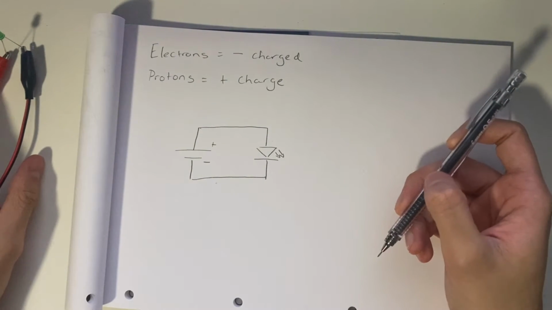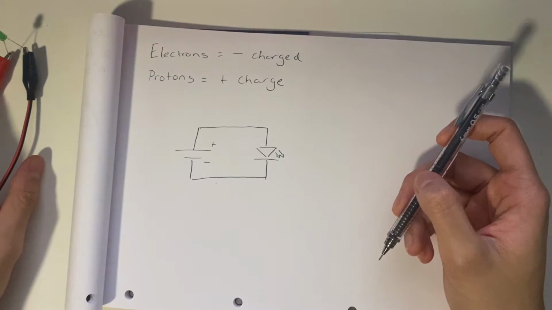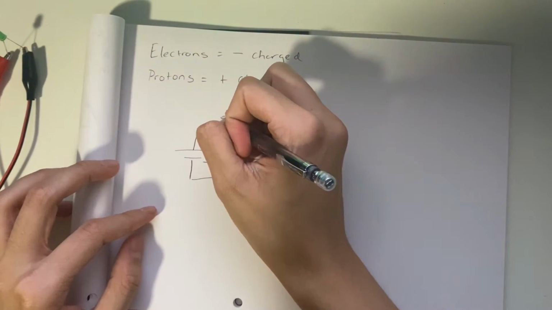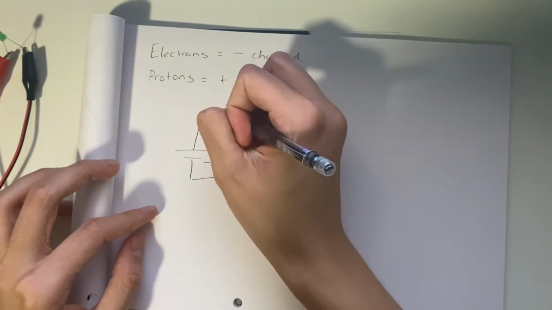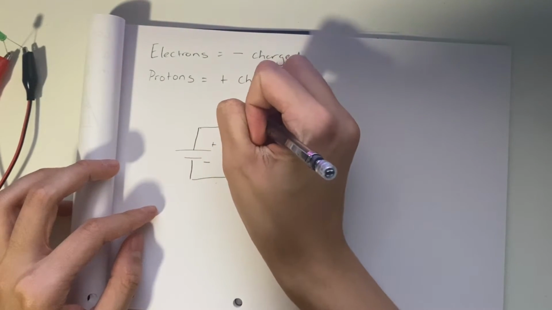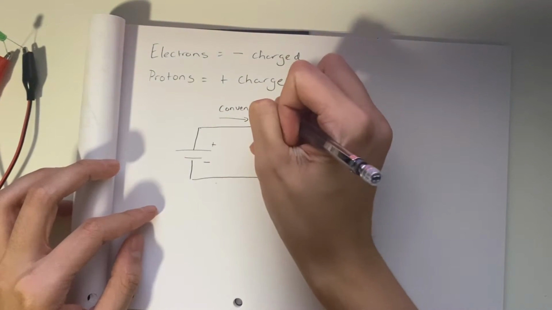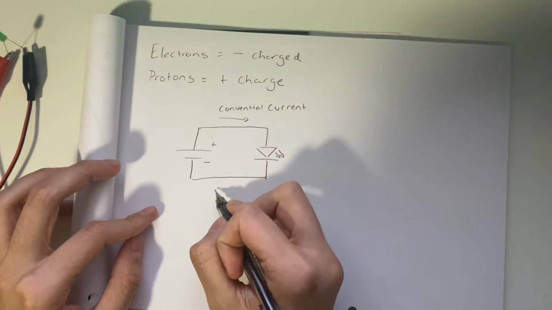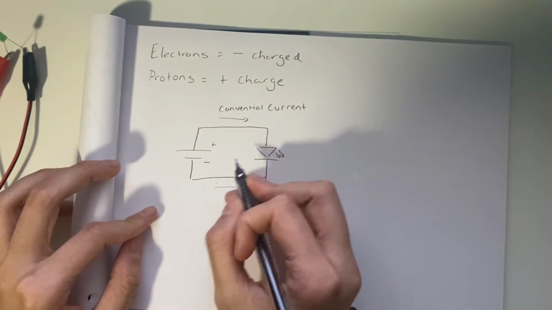Electronic circuits usually use conventional current, and because of this, we use the symbol I to represent this as mentioned before. So just so you remember, conventional current is the flow from positive to negative, and electron flow is the flow from negative to positive.